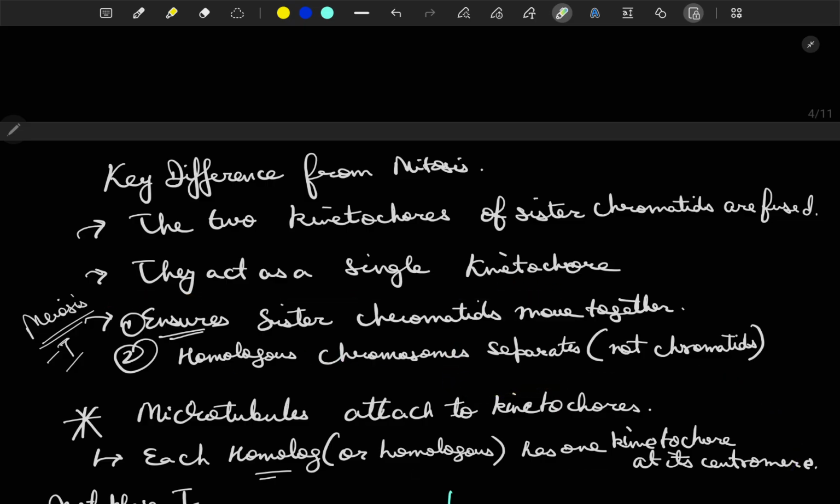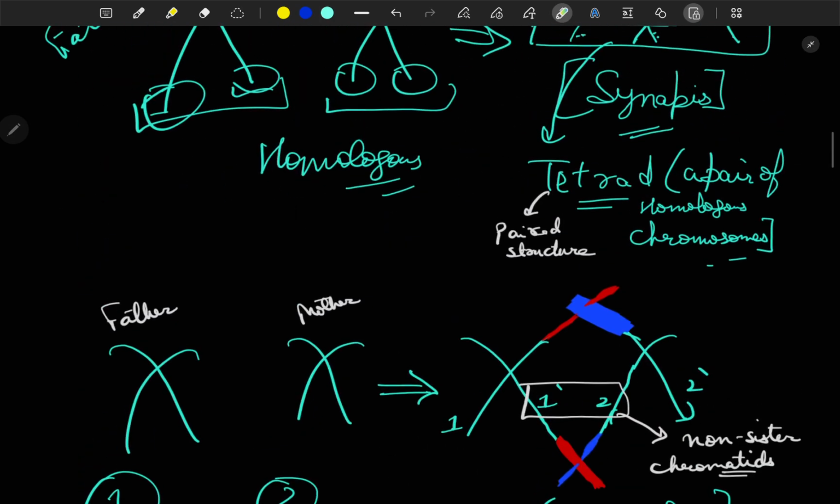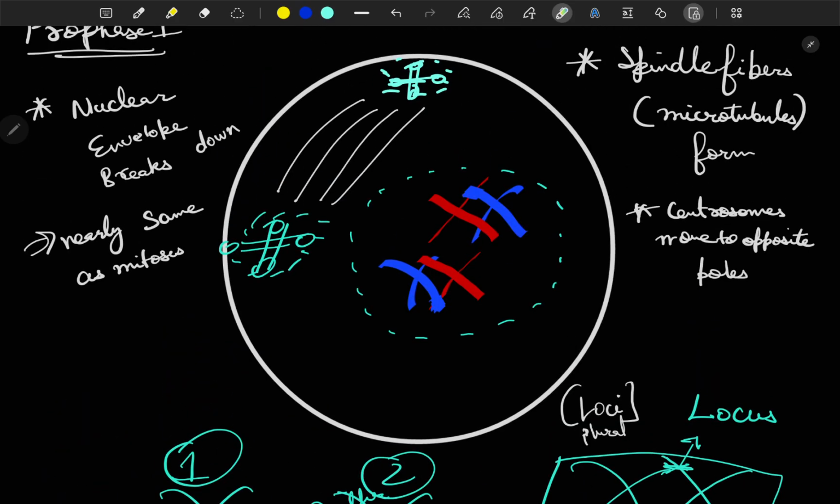Now, what happened in the late prophase? See, now here a key thing that happens is, the microtubules attach to the kinetochores. Each homolog has one kinetochore at its centromere, but it was different in mitosis. Why? Because in mitosis, the two kinetochores of sister chromatids are fused together.